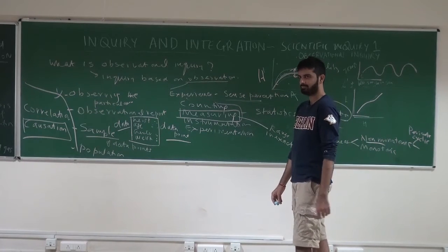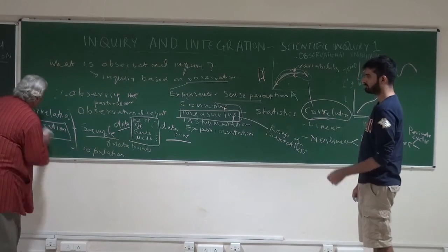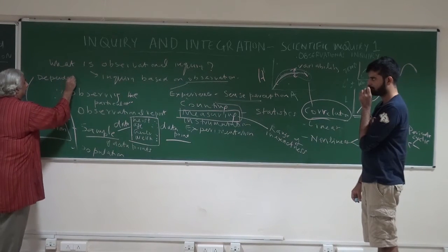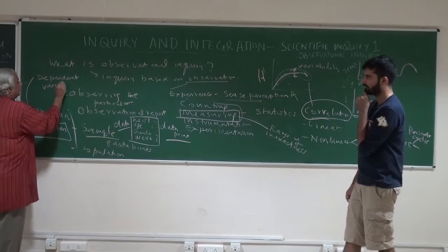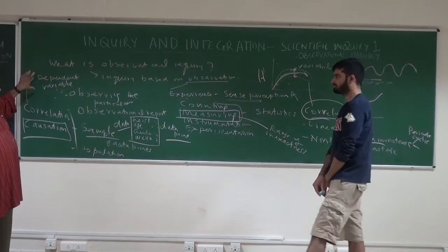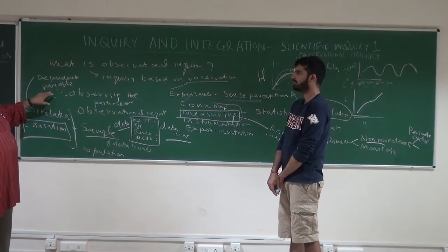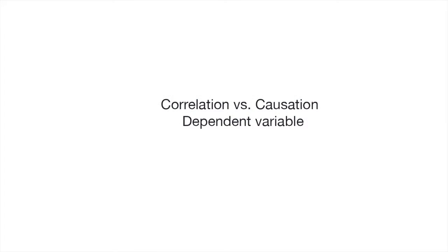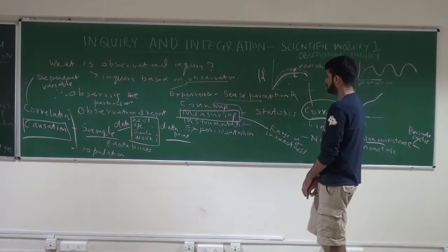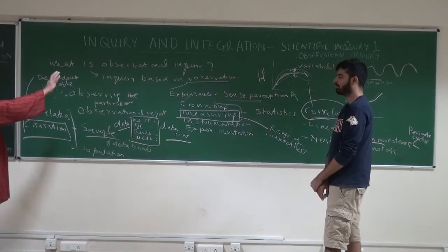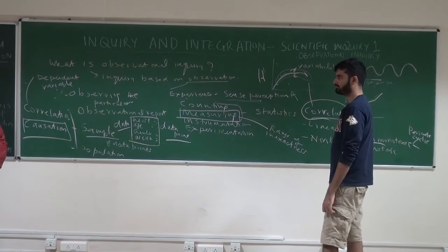So when you have correlational studies, sometimes people use the words dependent variable. When you say the length of the shadow depends upon the height of the object, you're saying shadow length is a dependent variable. It depends upon the height. That's a good concept to know, but we are not going to look at all those things in great detail. This is just to give a broad picture of what we mean by observational inquiry.